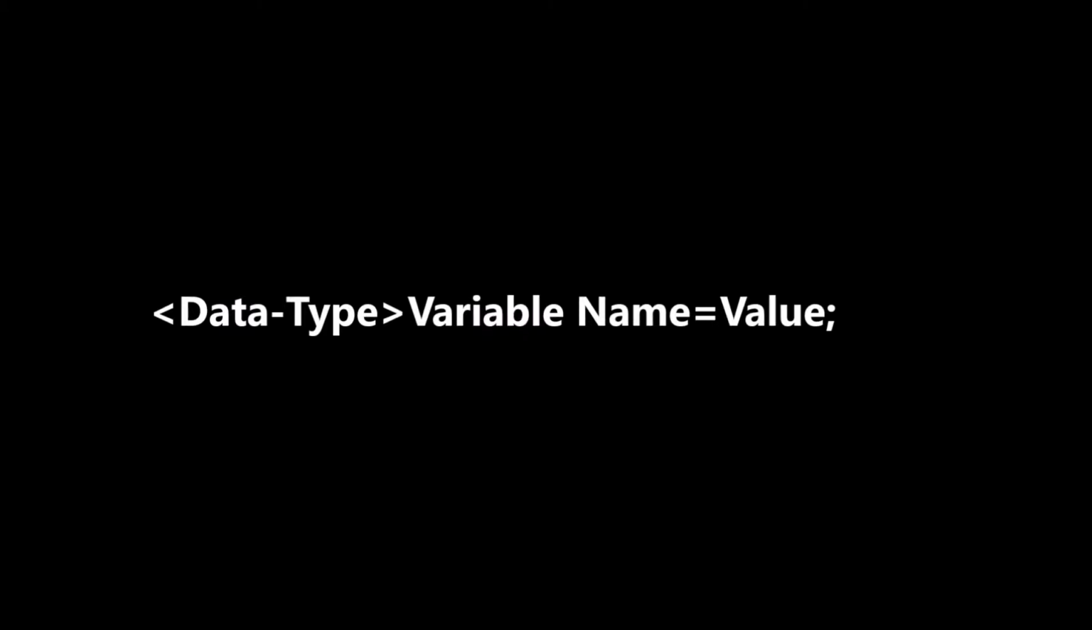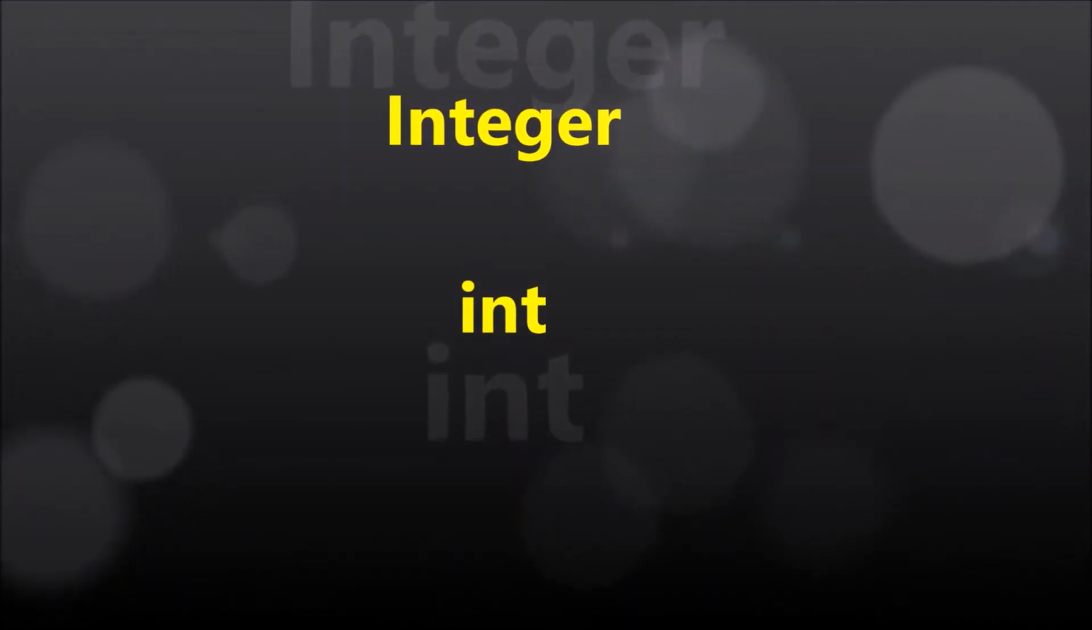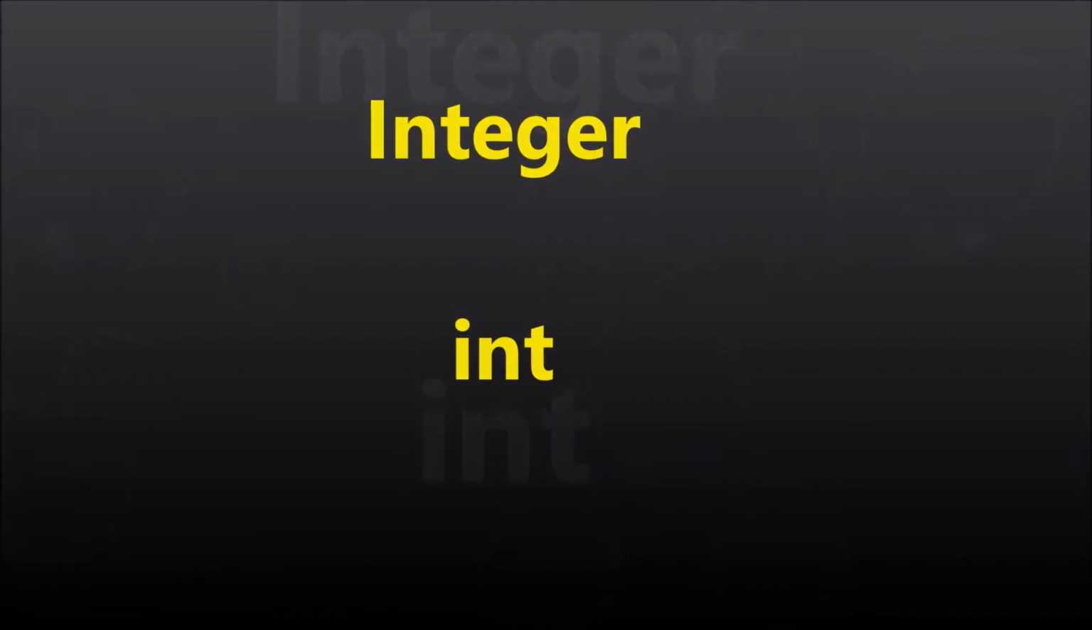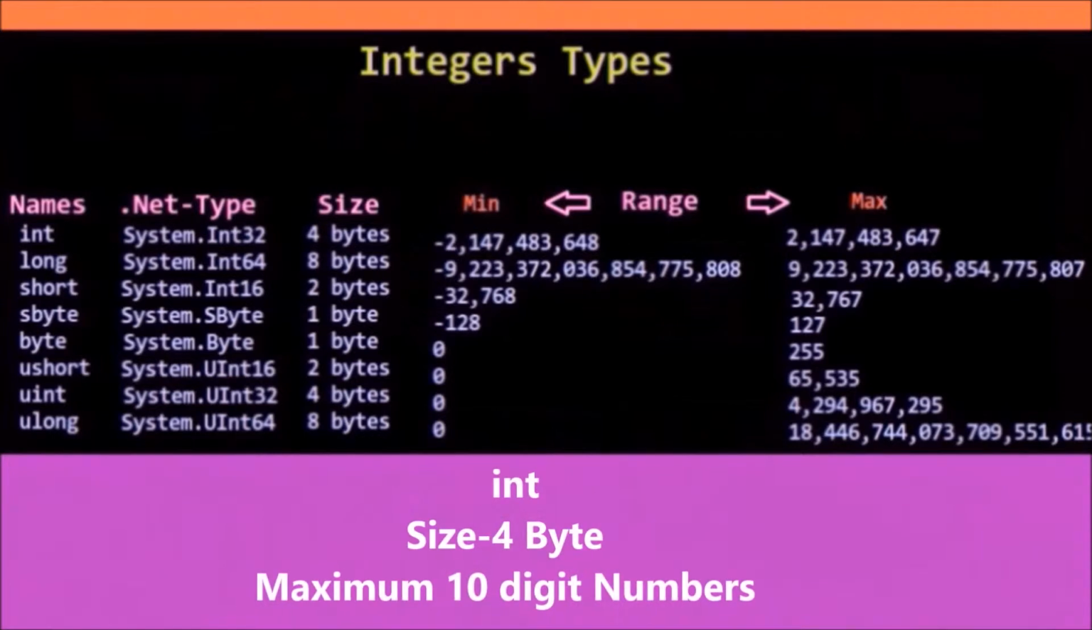So let's look at some of the most commonly used data types in C# programming. The first commonly used data type is integer, which is known as int. Int can be negative, positive, or 0. It is used to store numbers without decimals, like whole numbers. Integer has several types, depending on the size and numbers they are supposed to store. For now we will focus on the int data type, which is the most commonly used type in C#. It takes 4 bytes in memory and stores maximum 10-digit numbers.